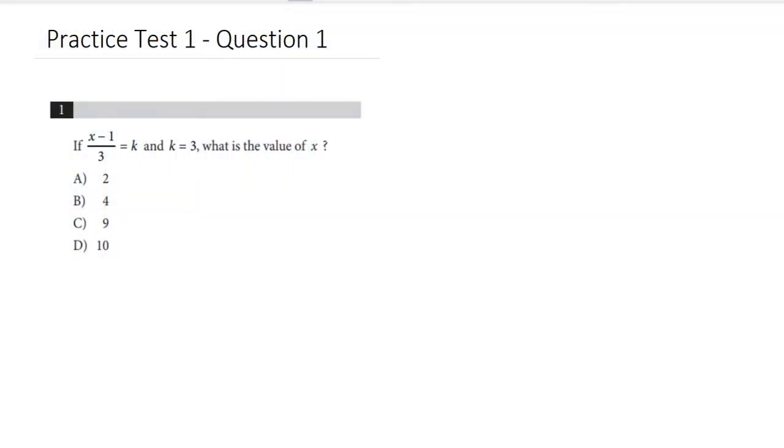Practice test 1, question 1. If (x minus 1) over 3 is equal to k, and k is equal to 3, what is the value of x? So we are starting with the equation with the k value 3, and we're trying to find what the x is. So in order to find the x, we're going to substitute k as 3.